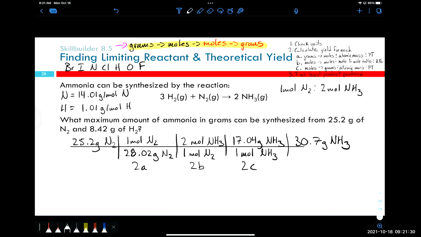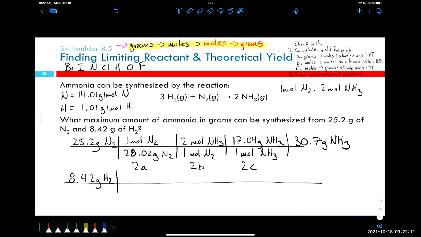So good, we did one of them. And now we just kind of rinse and repeat and do that now with our second compound of interest, hydrogen. So we're starting with 8.42 grams H2. Doesn't matter which one you start with. I just start with whatever one is first in line, or first in the question. Yeah, you can start with either.